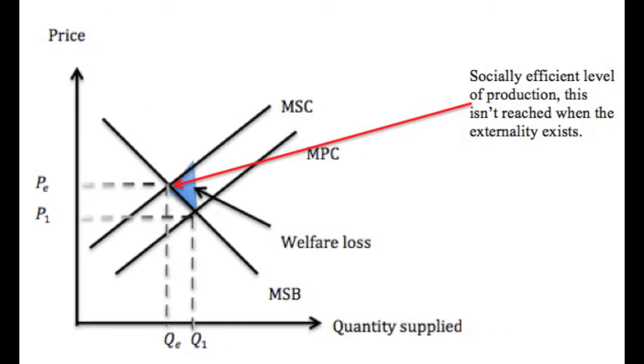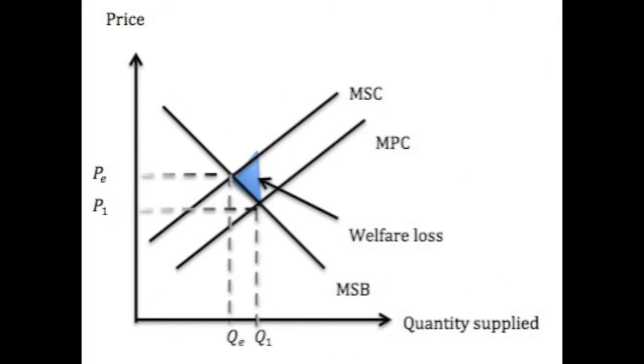This means that the socially efficient level of production, the equilibrium, isn't reached. The difference between the actual output and the socially efficient level creates the welfare loss as illustrated by the diagram. The producers produce at Q1 instead of QE, the socially efficient output, which causes a market failure. To fix the failure that has appeared, the government must intervene.